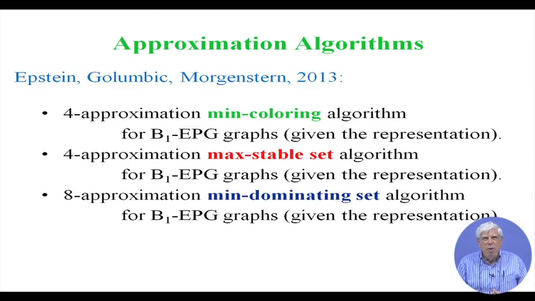We also studied approximation algorithms for these three problems because we proved that they were NP-complete. And in a paper that we had in 2013, we gave a 4 approximation for min color, a 4 approximation for max stable set, and an 8 approximation for min dominating set. We don't know if this is best possible, but this is the best that we could do. And I don't know, maybe some of you might be able to improve it.